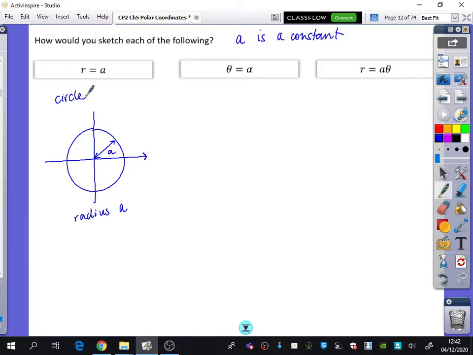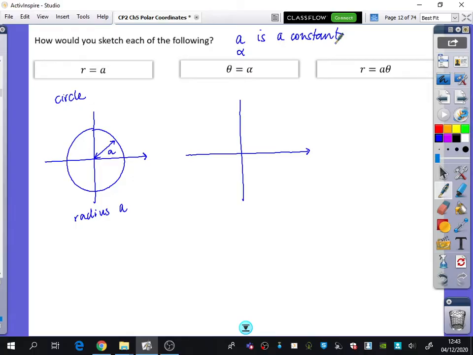Okay, the next one is that theta is equal to alpha. Now, actually, you do technically know about this. Pardon? No, it doesn't say that r is equal to theta. It says that the angle is equal to alpha, and alpha is also going to be a constant here. It's going to be a straight line.